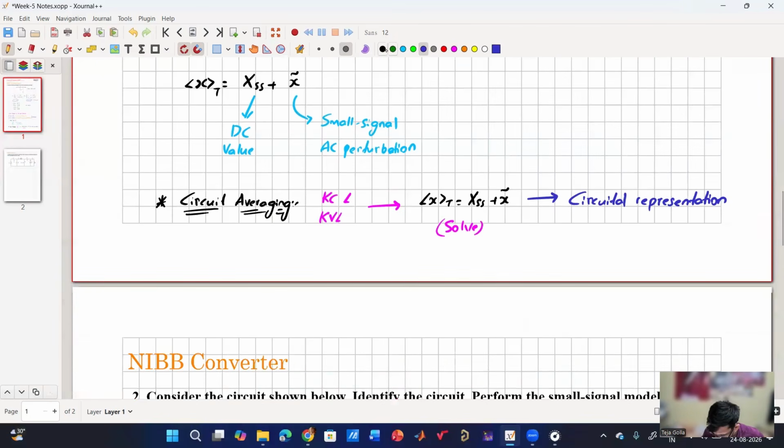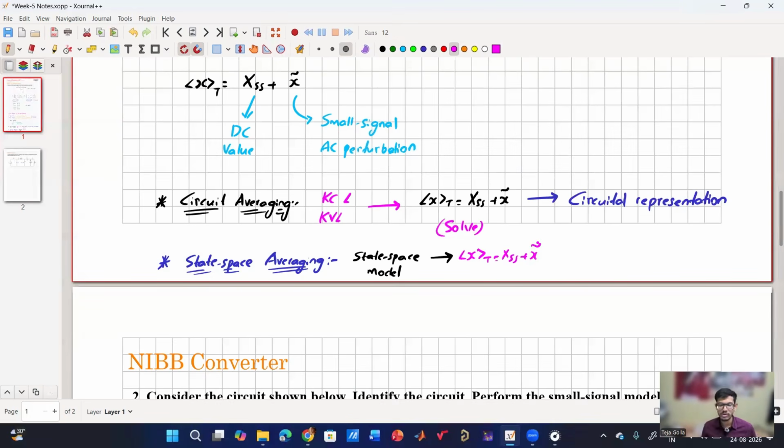Whereas in the case of state space averaging, instead of KVL, KCL, we'll start from the state space model. On top of that we'll again do the same, whatever x we have we'll average, but here it is in terms of state space, right? Because everything is in terms of matrix. So finally you will get a matrix representation.